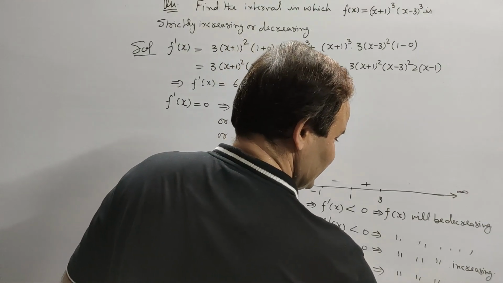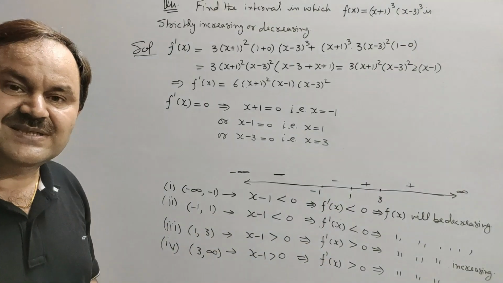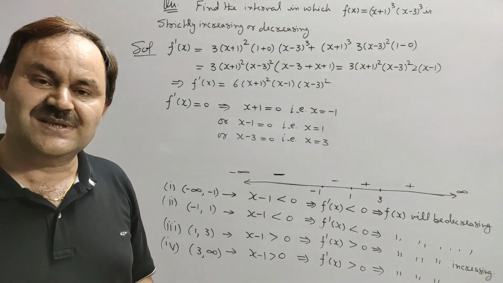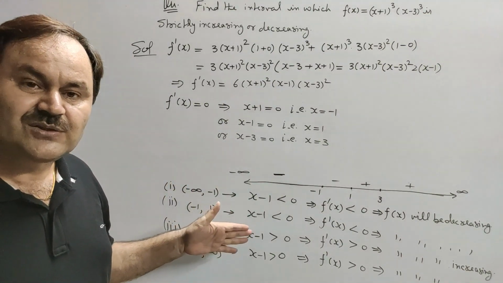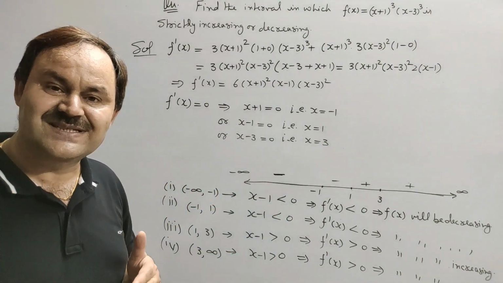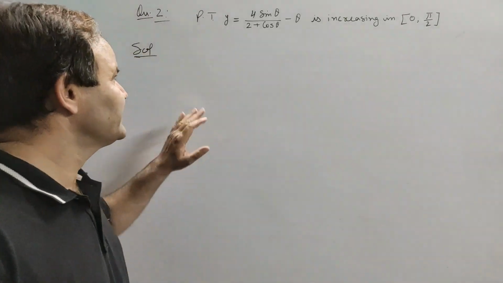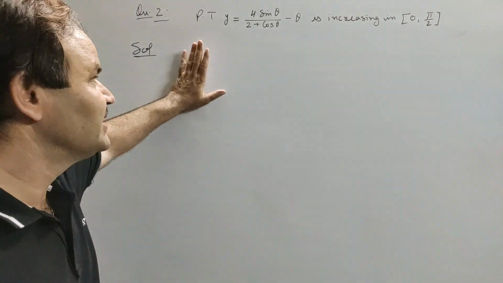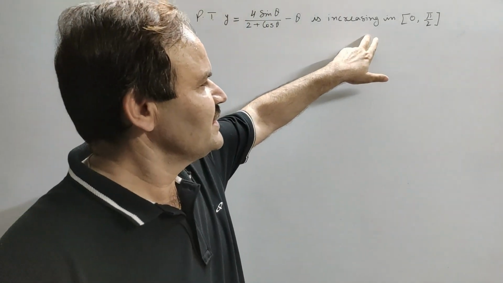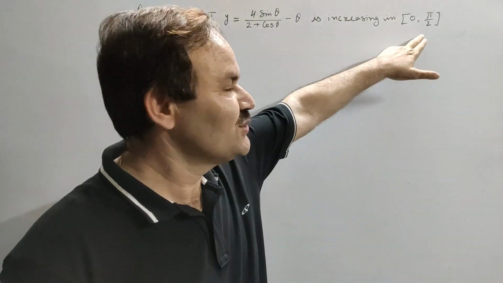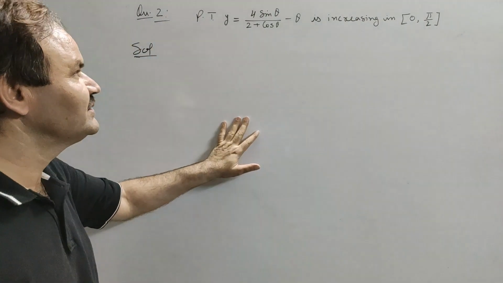f of x will be increasing. Thus in the first two intervals the function is decreasing, and in the next two intervals the function is increasing. In this way we can apply differentiation to determine whether a function is decreasing or increasing in a given interval. Now we are taking one more example in which we have to prove that the given function is increasing in the closed interval 0 to pi by 2, that is in the first quadrant.